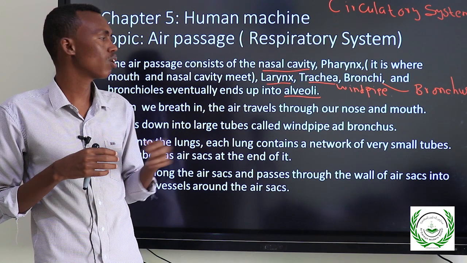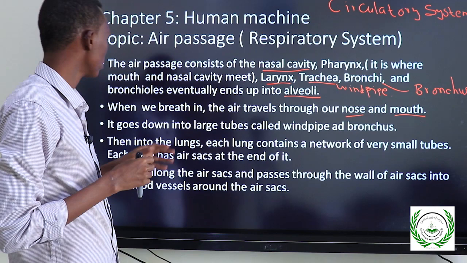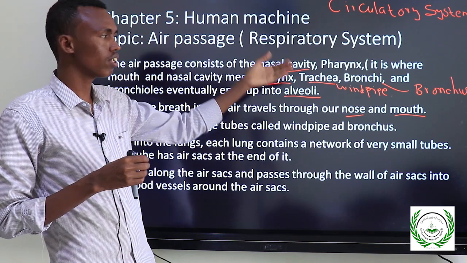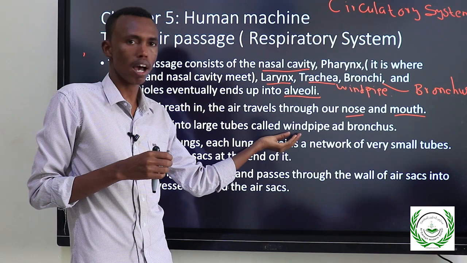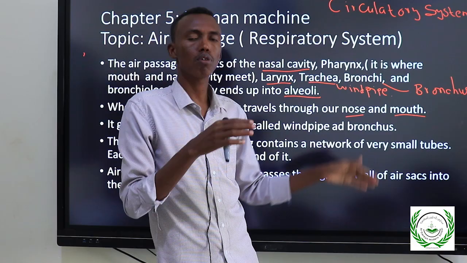It is the nose and the mouth. This is the first structure which receives the air from the outside. Then it goes down into the large tube. After the nose and mouth, it goes to a large tube called the windpipe or trachea. It is the same thing; we could say trachea or windpipe. And finally the bronchus, one of the bronchi. We could say bronchi or bronchus.